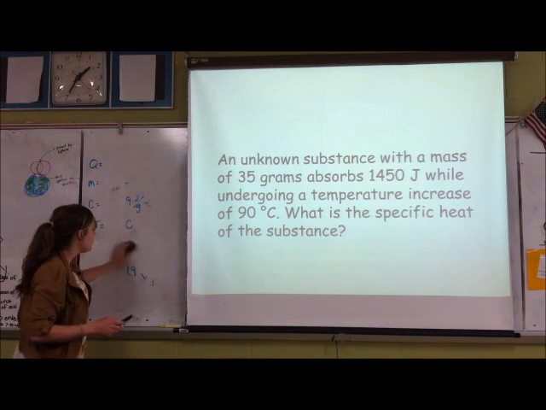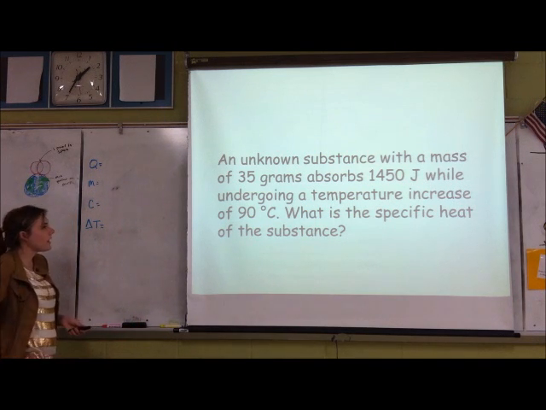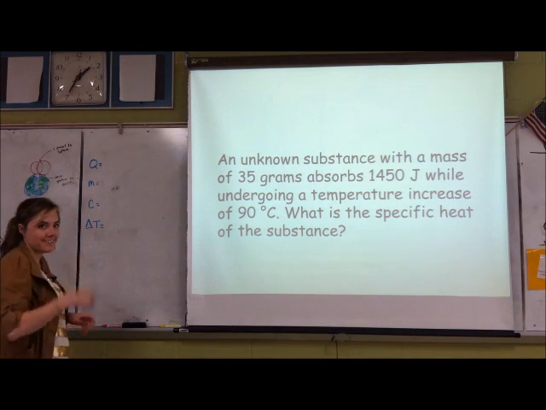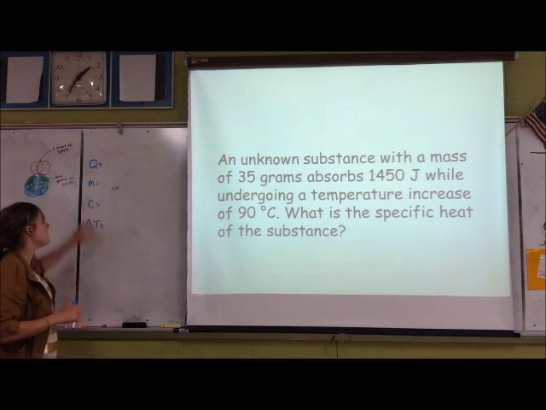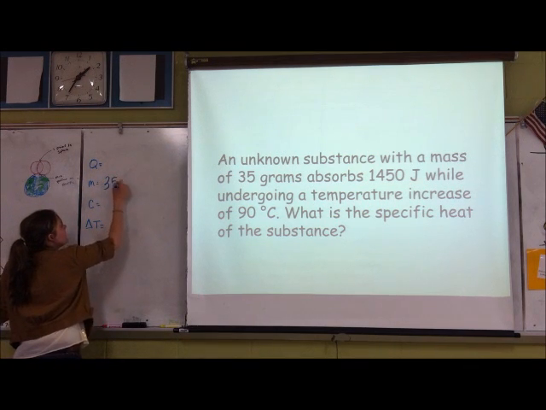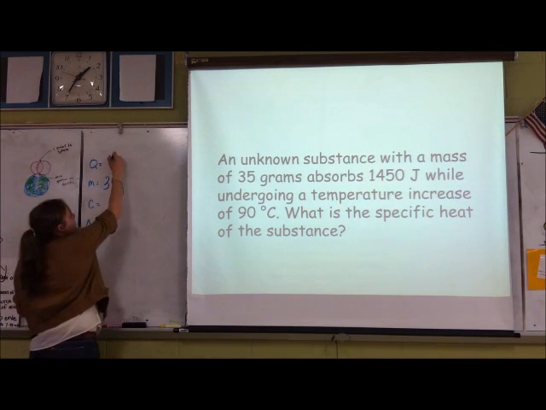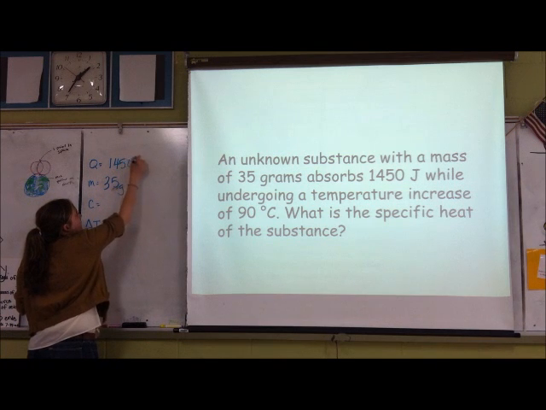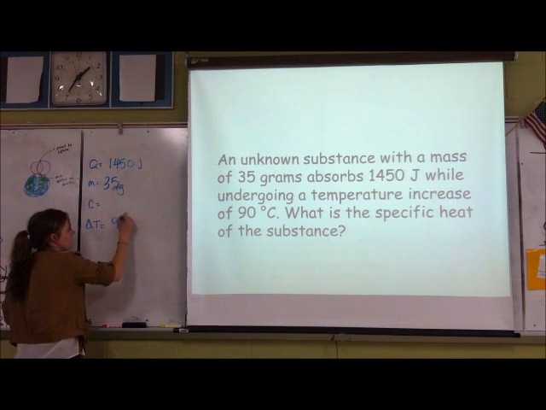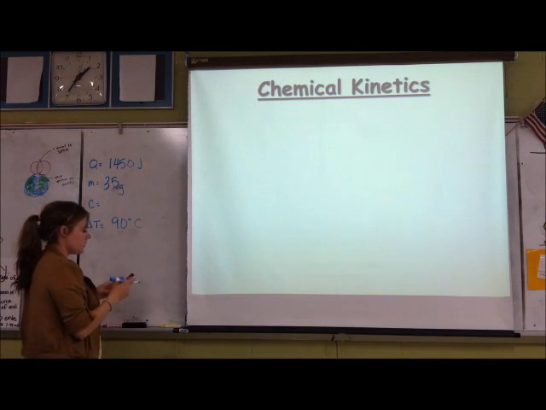Again, off to the side, write out what all of your variables could be. Q equals, M equals, C equals, and delta T equals. What here, Abby, is M? 35 grams. Good. Q is our heat energy, that's the 1,450 joules. And then, Abby, what's our delta T? 90 degrees Celsius.